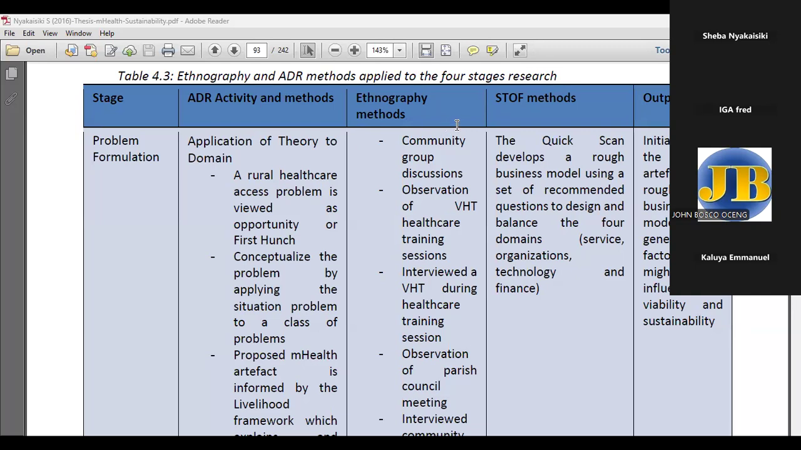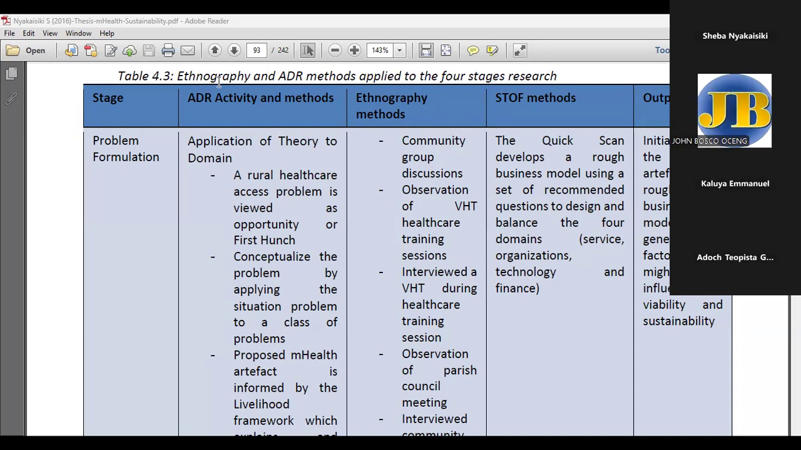Yes. Okay, so this one was describing the two research methods that I used, ethnography and ADR, or action design research. So here I described action design research has, I think, 4 stages, if I'm not mistaken. So the first stage is the problem formulation stage of the design process. So in that stage, I talked about the ADR activity and methods.